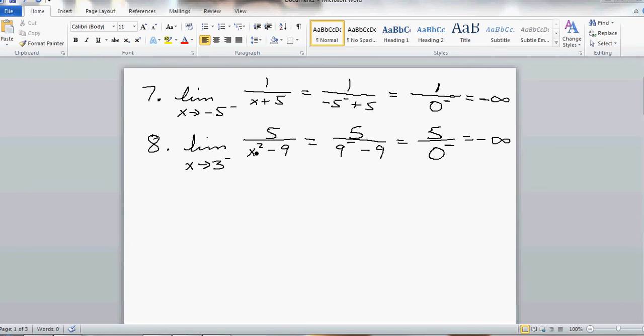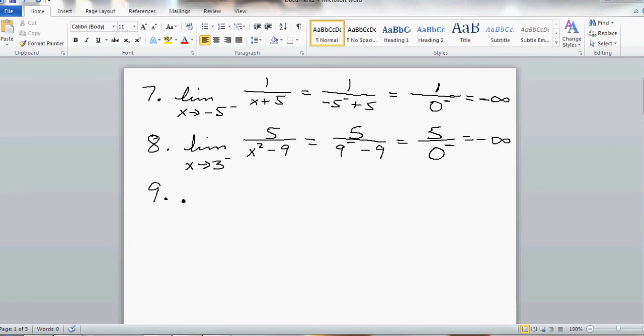Once again, you need to just think it through, you know, what sort of value. And if you have to, just plug in some bogus values. Plug in 2.99999 and square it and subtract 9. You'll see it's going to be a negative 0.000 something. So it's really close to 0 on the negative side.